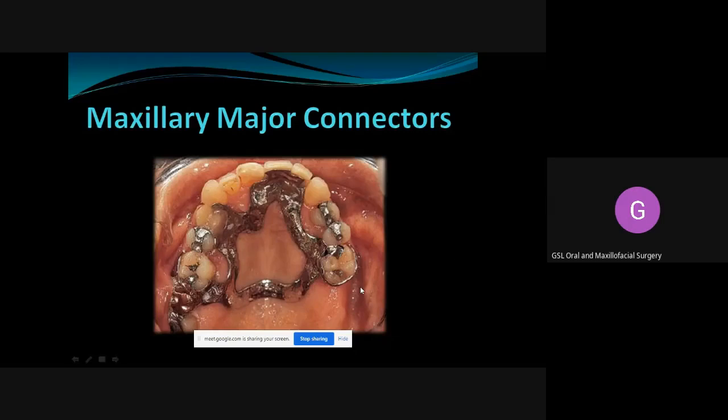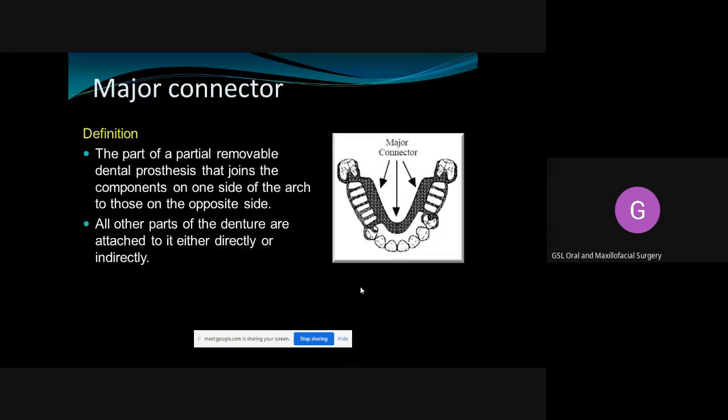RPD, the major connector, minor connector, direct and indirect retainers, and the denture bases. So in the major connector, today we will be seeing regarding the maxillary major connector. So I told you what is a major connector. It's a part of the RPD which joins the components on one side of the arch to the other side.